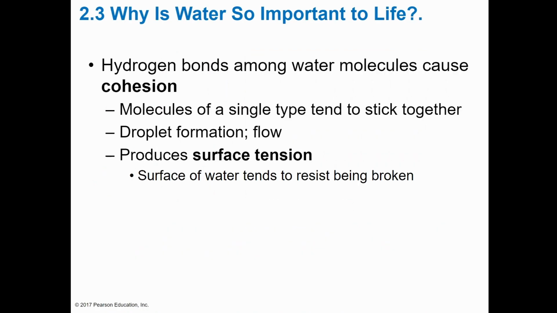Let's talk a little bit more about the hydrogen bonds that allow for cohesion. Cohesion, which is water molecules sticking to other water molecules, or molecules of a single type sticking together, allows for surface tension. It allows for water flow, also droplet formation. So the surface of water does tend to resist being broken as long as something is not too heavy or much more dense than the liquid water itself.